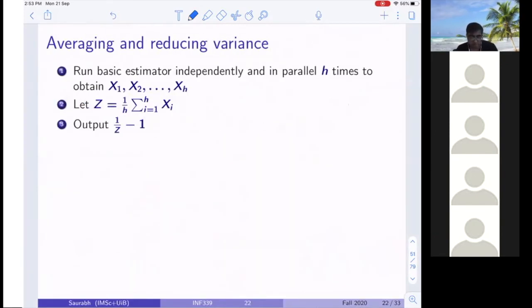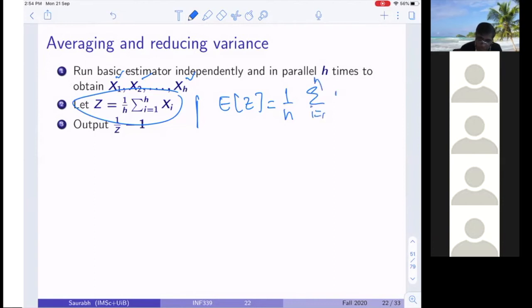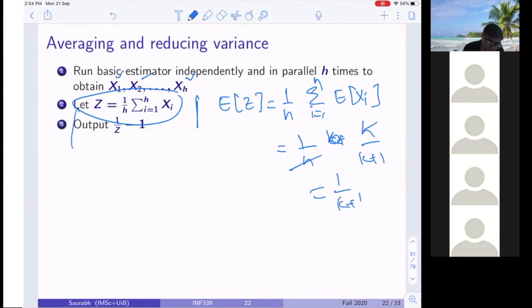So we will run the basic estimator independently in parallel, and we compute x1, x2, up to xh, and then z is basically an average of these. So why does this work? First of all, as you said, you have to prove that the expectation of z is what we want. The expectation of z is 1 over h, summation i equal to 1 to h, of the expectation of xi, which is 1 over h times h times 1 over k plus 1, so 1 over k plus 1. So this is an unbiased estimator as before, right?